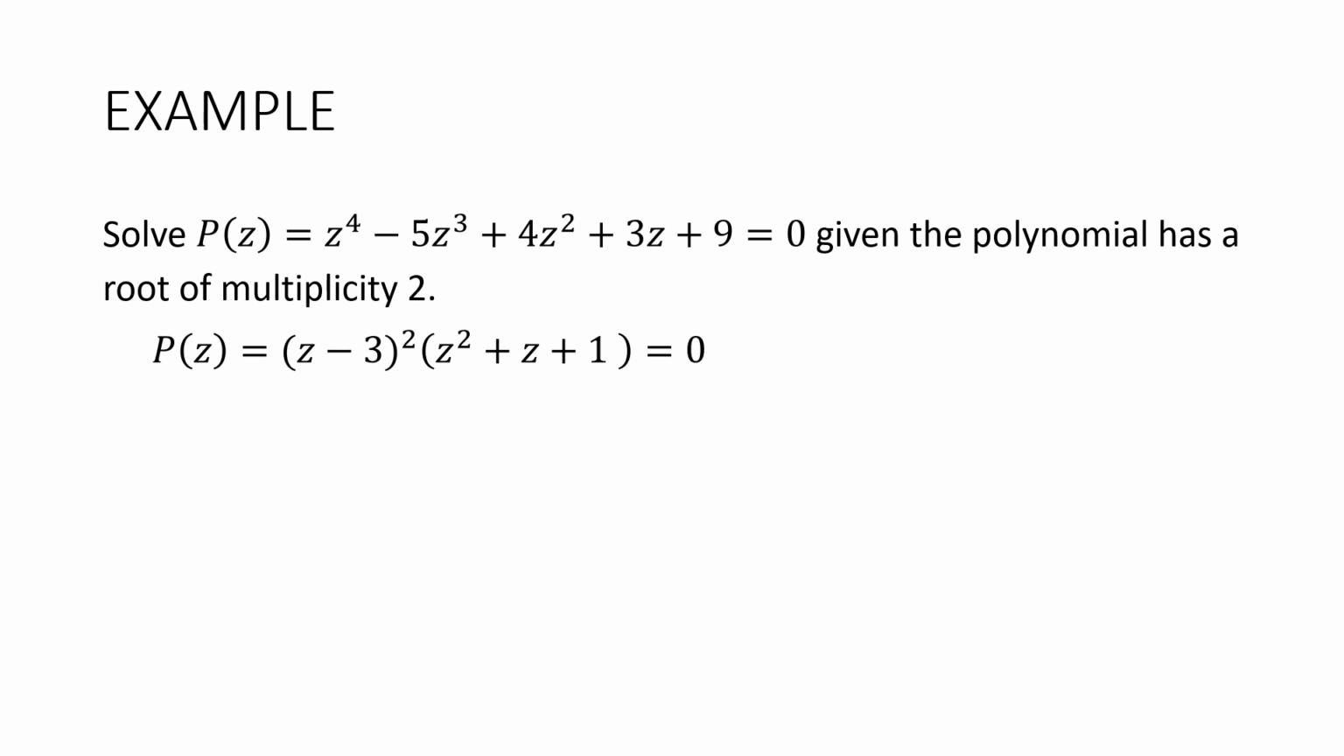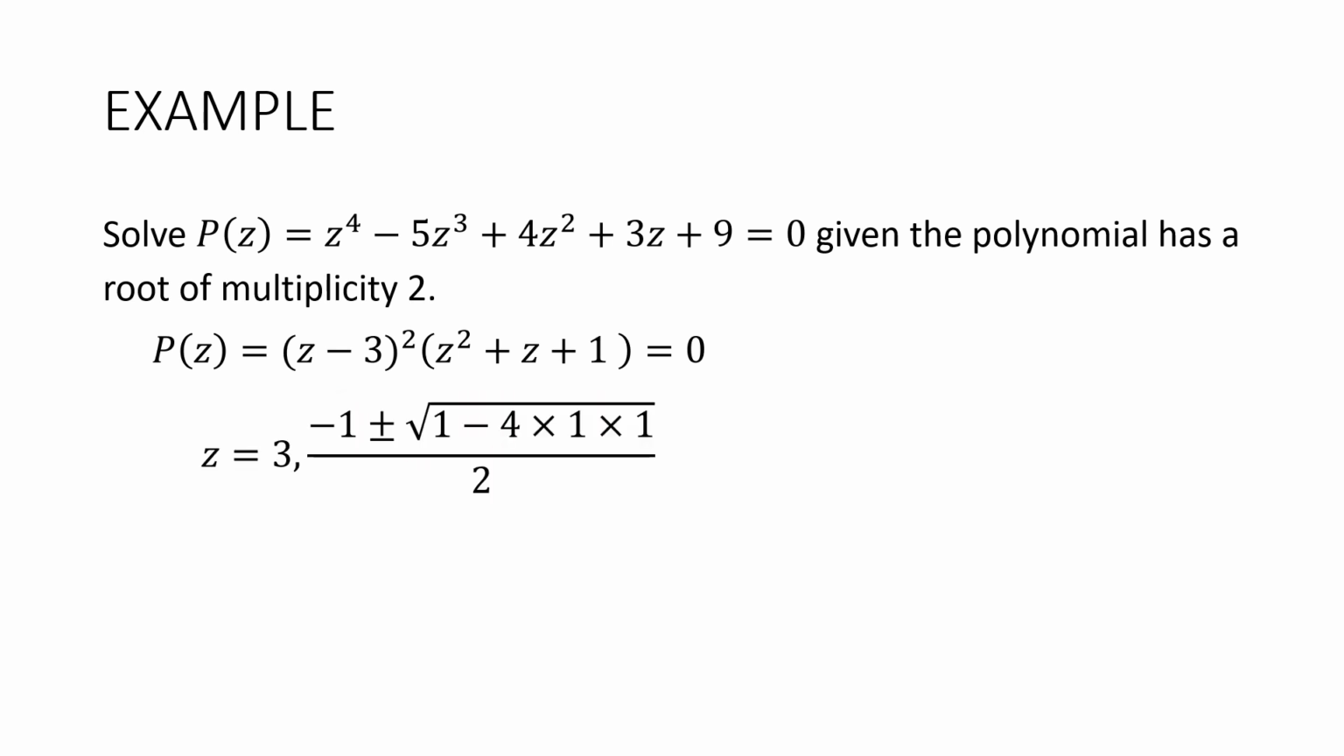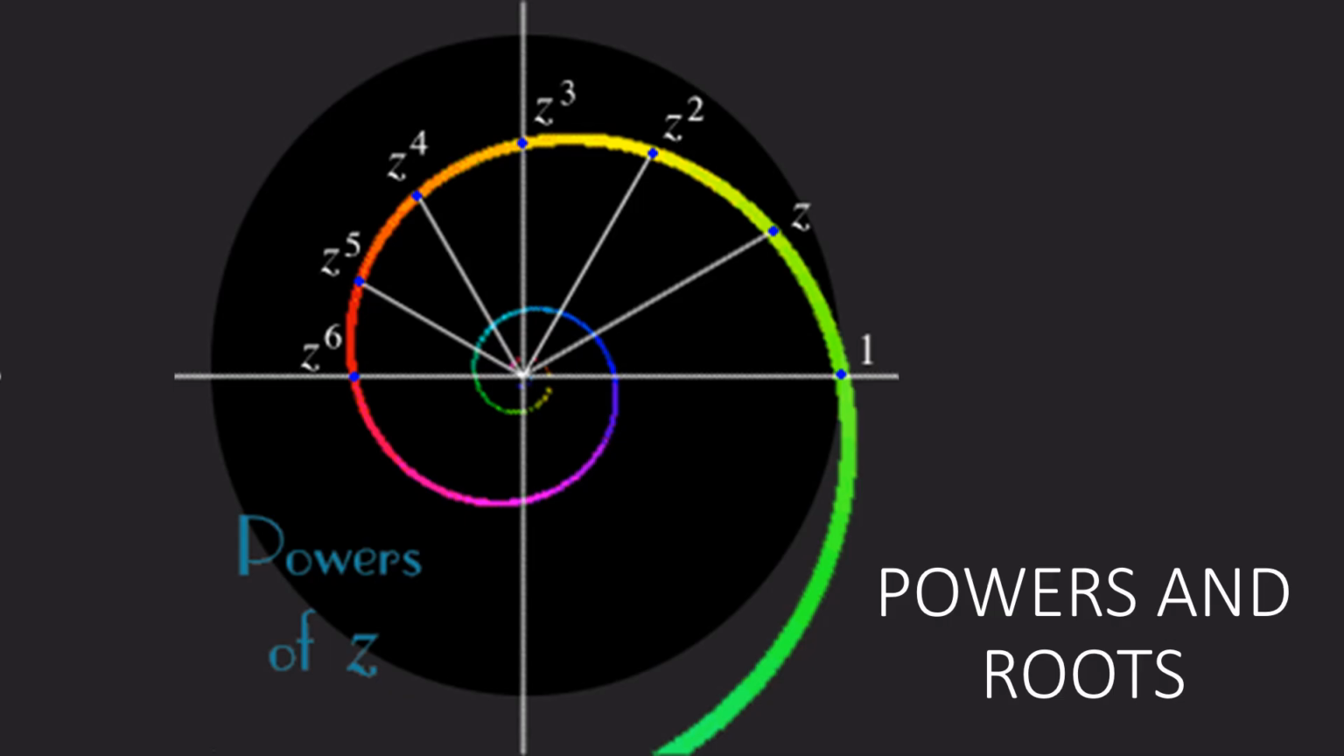We can see that z is equal to 3. I'm just going to use the quadratic formula to find the solutions here. So tidying that up, we end up with 3 and (negative 1 plus or minus root 3i) all over 2. Okay, that's it. Our next lesson is on powers and roots.